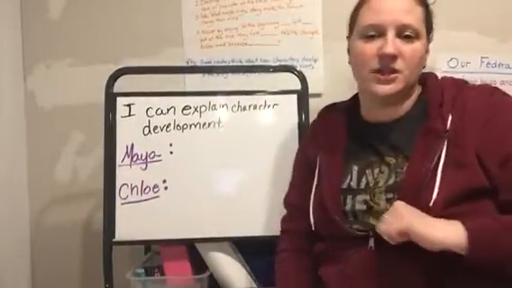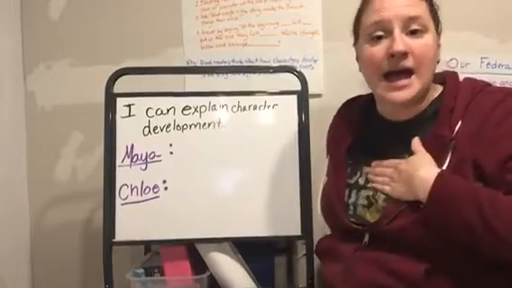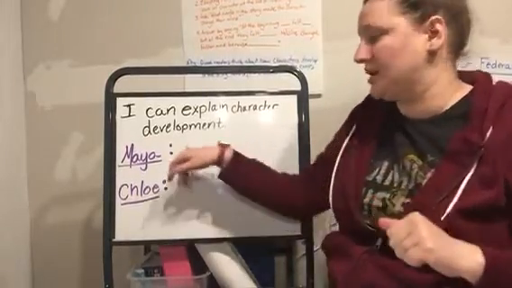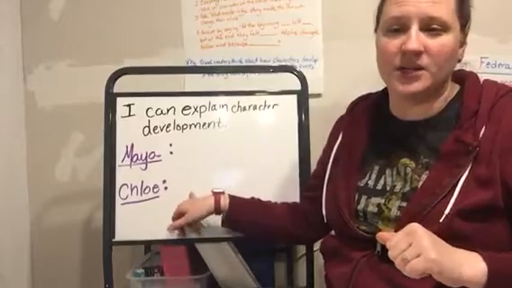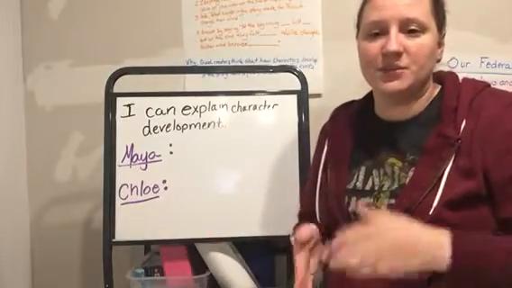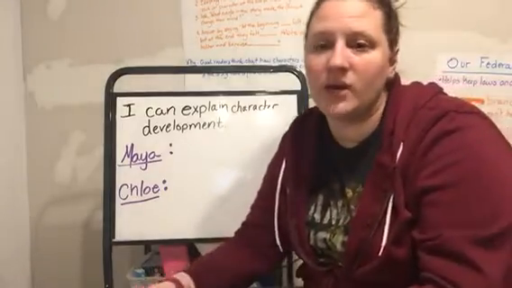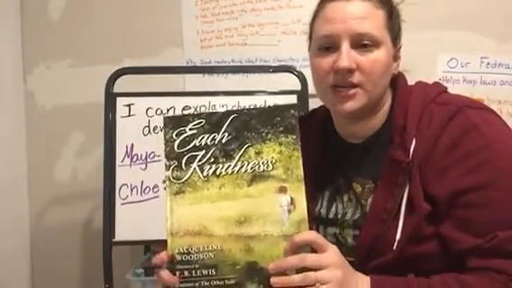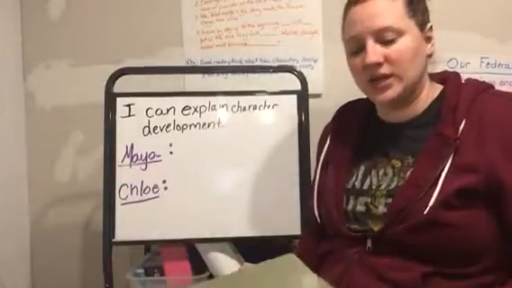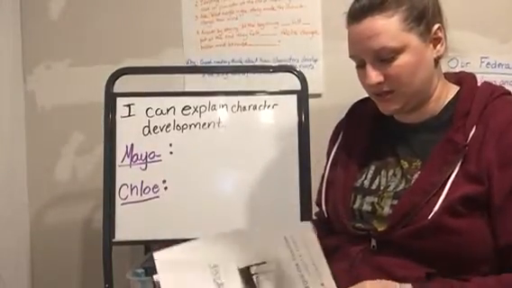We have 2 characters today. I am going to do the whole thing for our first character, Maya, and then for Chloe, we're going to identify together how she feels at the beginning, and then you're going to have to tell me how she feels at the end and why. So I'm going to go ahead and get started. We are reading Each Kindness, and as we are reading, we are looking at character development.